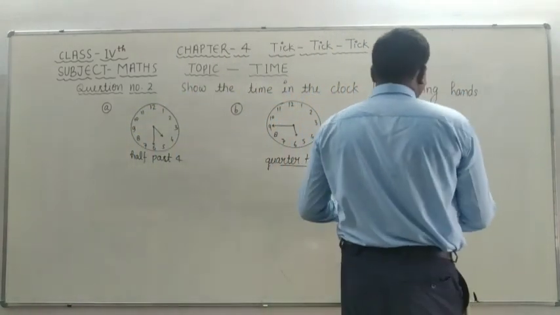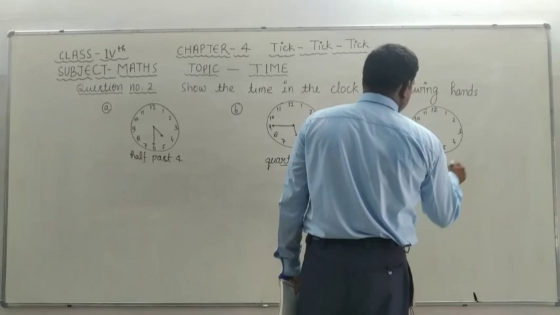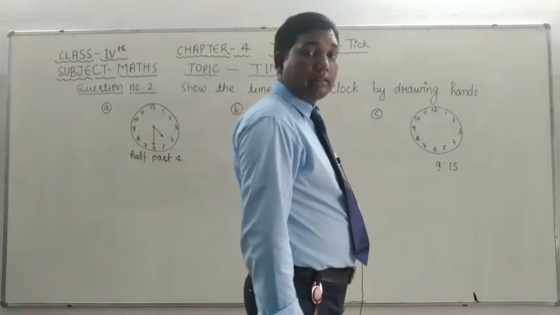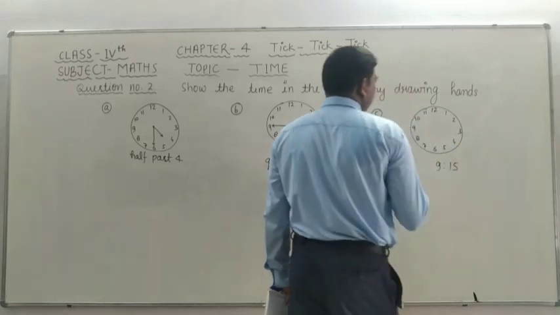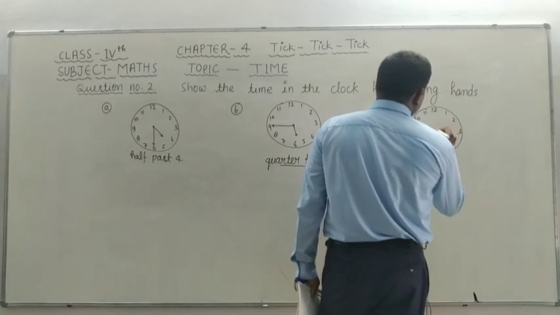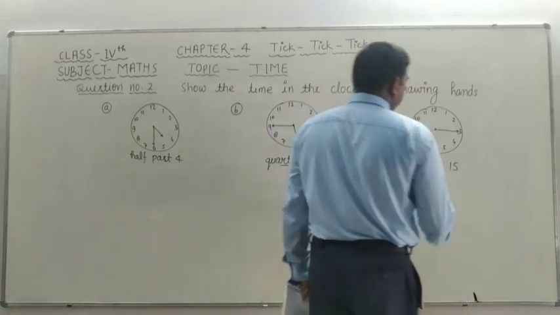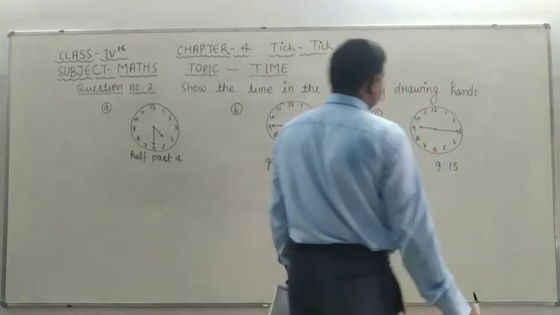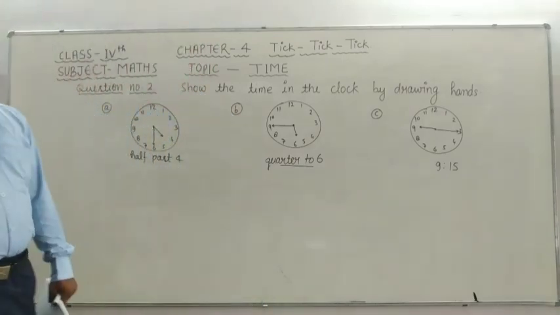Okay, here given that 9:15. Dear students, look at here carefully. This is 9:15. Therefore, firstly we have to take the minute hand exactly at 3 and the hour hand at 9. Understand? Similarly, we can solve all given questions.